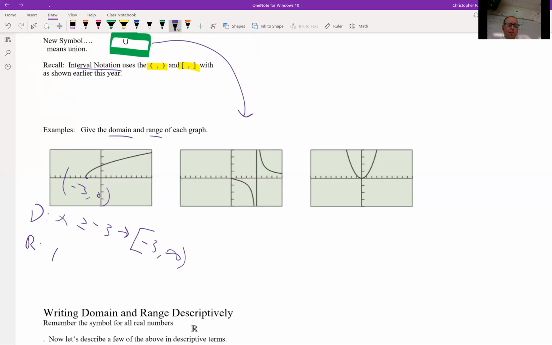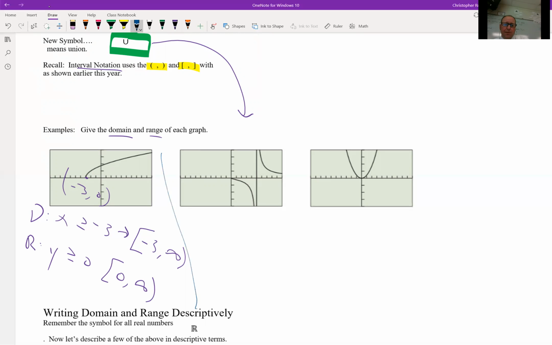When we look at the range, this thing's going up, so it's greater than or equal to that 0 value. What's that look like? Well, we're going to start again at my lowest value, which is 0. I'm going to go to infinity, and I've already filled in my brackets with that.